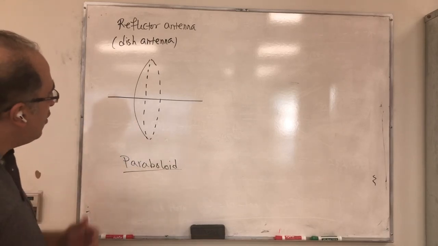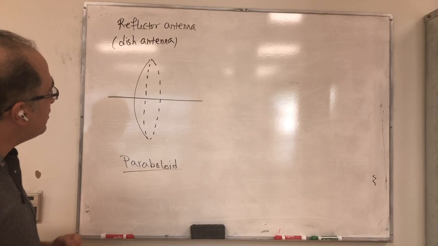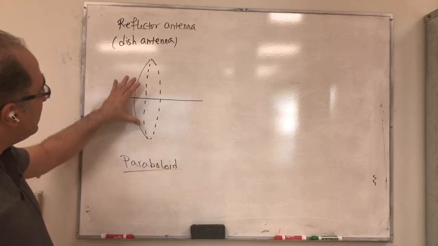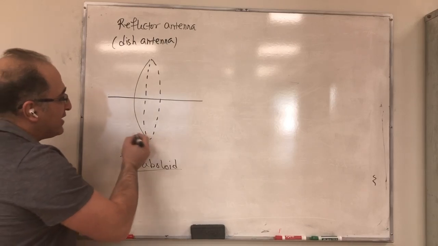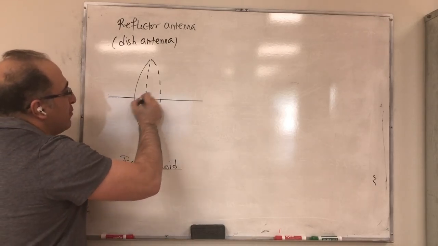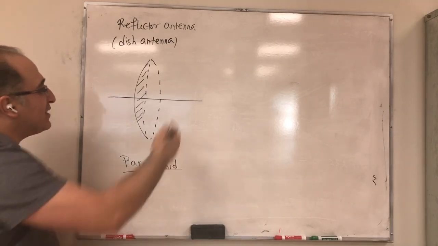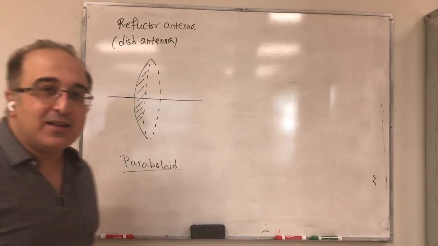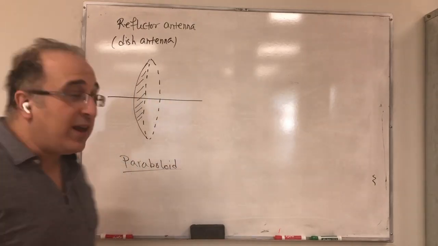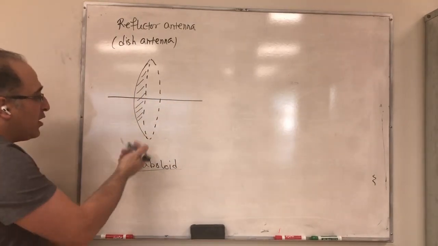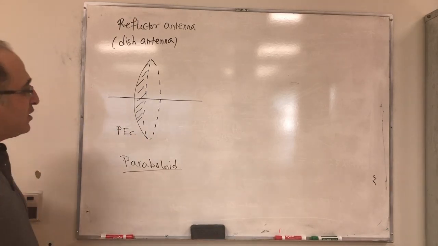So you get a parabola, then you rotate it about its axis, and you get a three-dimensional structure, a paraboloid, or we call it a dish. And of course, the material here is metal. So it's a metallic structure. You expect that if electromagnetic waves illuminate this metallic structure, it reflects, because that's a metal. And we're going to consider the ideal case, a perfect electric conductor.